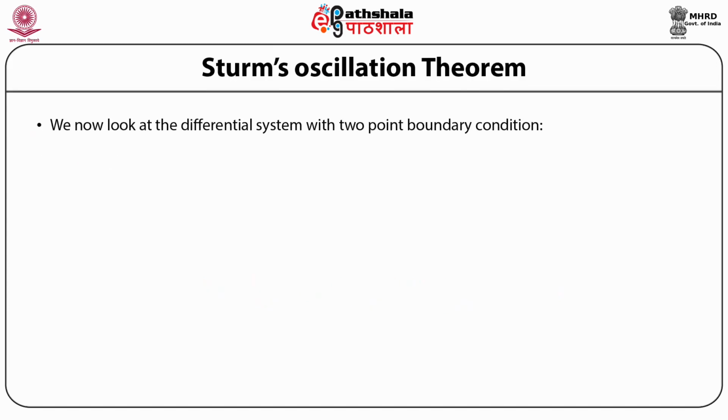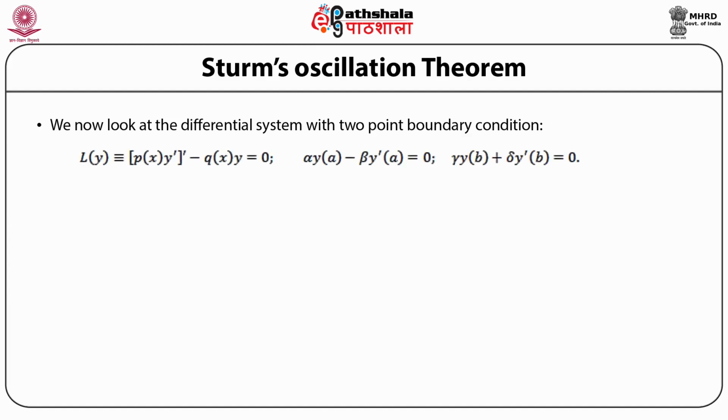We now look at the differential system with 2-point boundary conditions. L of y is equal to (p of x times y prime) prime minus q of x times y is equal to 0. Alpha times y of a minus beta times y prime of a is equal to 0, and gamma times y of b plus delta times y prime of b is equal to 0. Let us number these equations as 2.